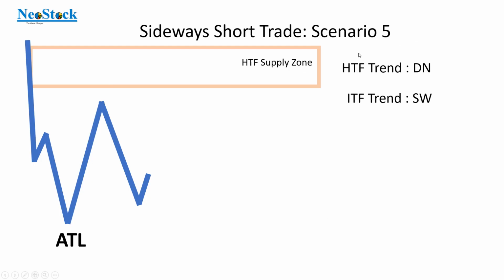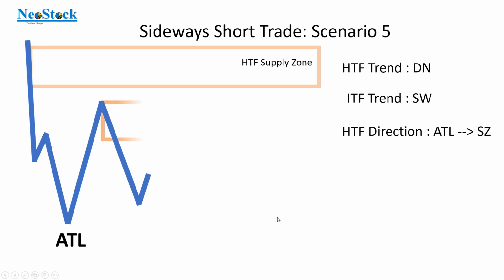So in this scenario, this is also an all-time low scenario. You have only an HTF supply zone, your HTF trend should be downtrend and ITF trend should be sideways. Now the difference is price direction. See, prices are moving from all-time low to HTF supply zone. So that's why HTF direction is all-time low to HTF supply zone.